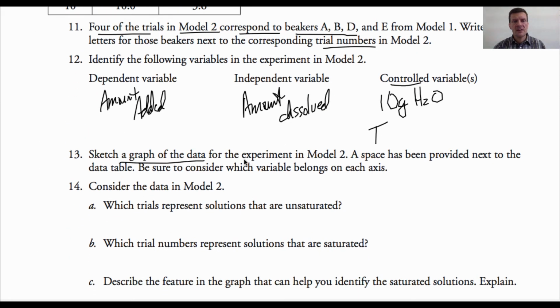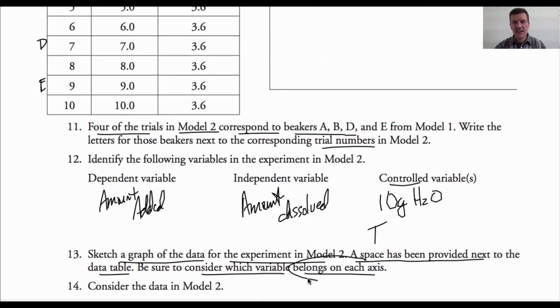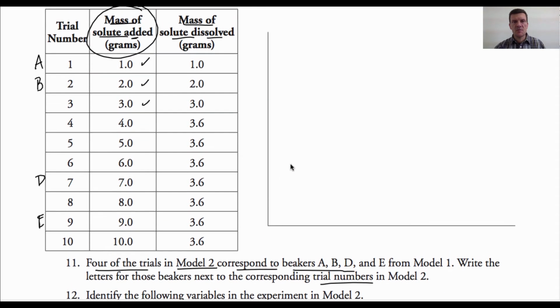Sketch a graph of the data for the experiment in Model 2. A space has been provided next to the data table. Be sure to consider which variable belongs on each axis. The reason why they say that is because we're going to put the dependent variable on the x-axis, the horizontal axis, and the independent variable is going to be your y-axis, your vertical axis. So I'm going to just sketch something. Mine's going to be really crude, kind of a rough sketch, but we have here 1 through 10.